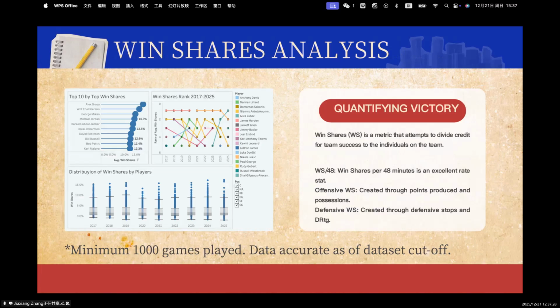While PER measures individual efficiency, win shares address a different question. How much does a player contribute to a team's victories? Win shares allocate a team's total wins to individual players based on their offensive and defensive impact. Win shares per 48 minutes further allows us to compare players with different roles and playing time. In the Tableau visualization, players with high career win shares consistently align with historically successful teams.